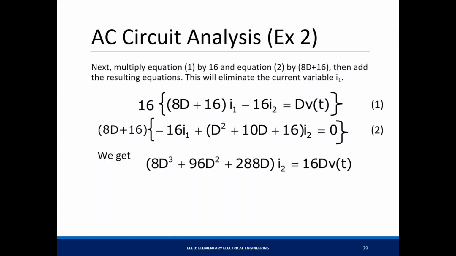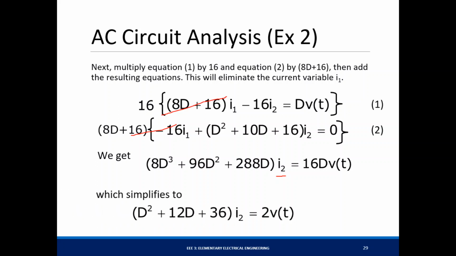Just multiply the first with 16 and multiply the second with 8D plus 16. Finally, adding those terms, i1 will cancel out, and i2 will be left. You get this expression right here, which you can simplify into this expression. How did that happen? Divide the common factors. You can factor out 8D in this expression inside, and you divide it from this expression, and you'll get this.